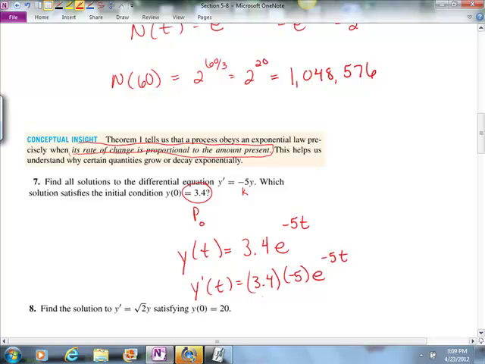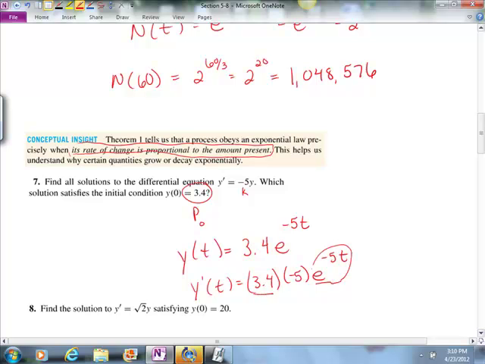Well, that is just a number times the 3.4. You can see right there, that's exactly what you have.